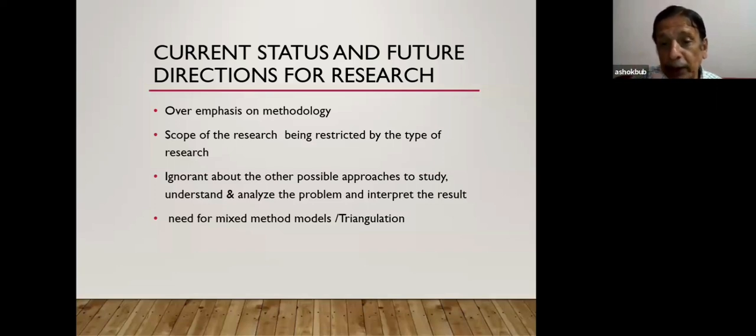And in the process, you may find a lot of other factors that are influencing, and you will not be giving importance to those at all. So the scope of the research is restricted by the type of the research, whether it is exploratory research, a field survey, or a predictive research, etc. Depending on the type of the research, your scope of the research is also restricted. The third component would be ignorance about other possible approaches to study, understand and analyze the problem, and interpret the result. I give a simple example.